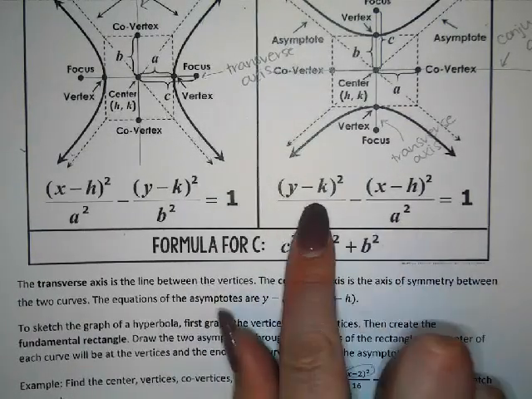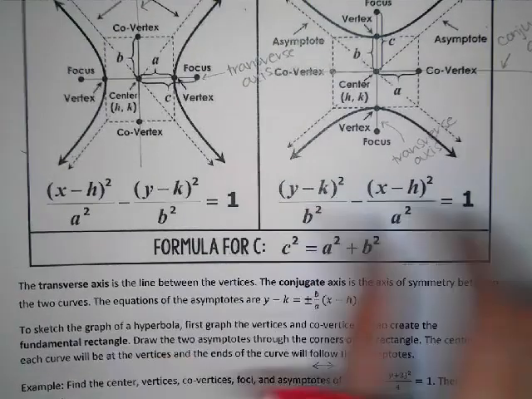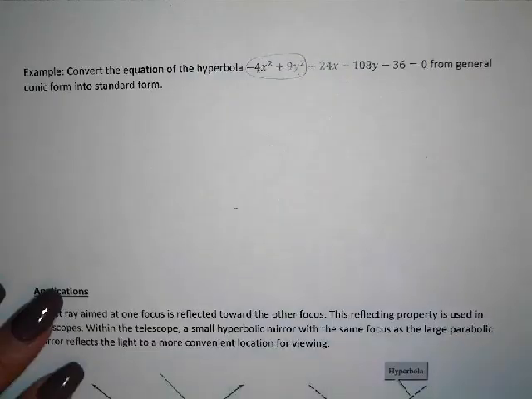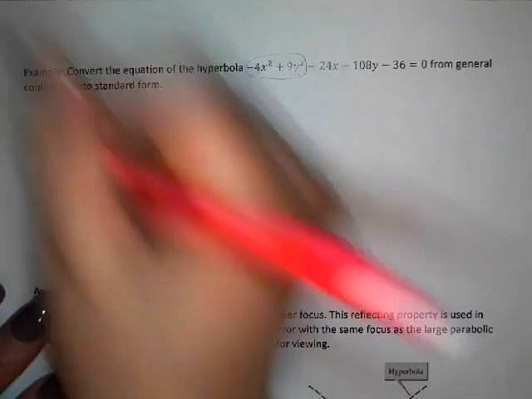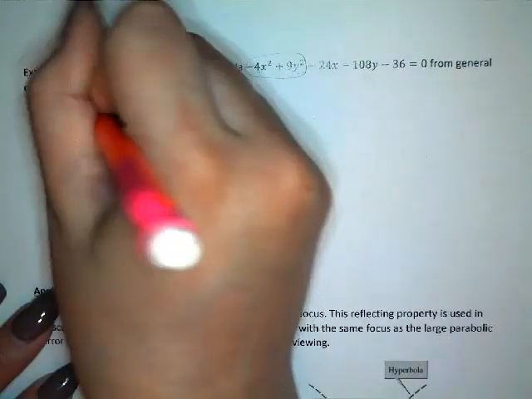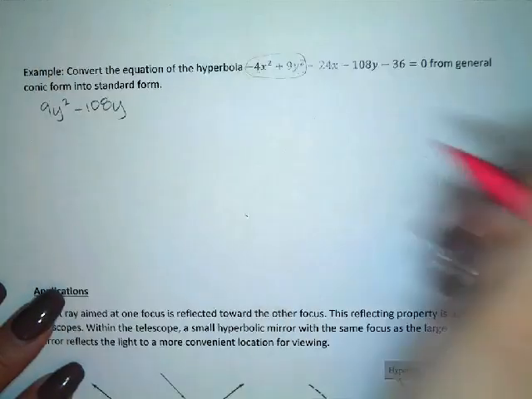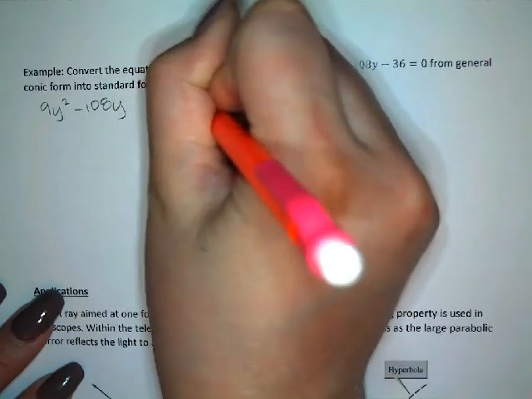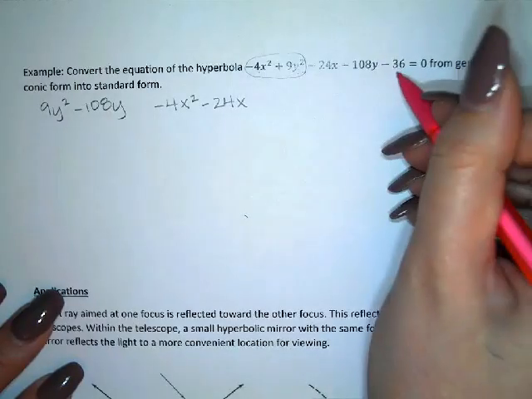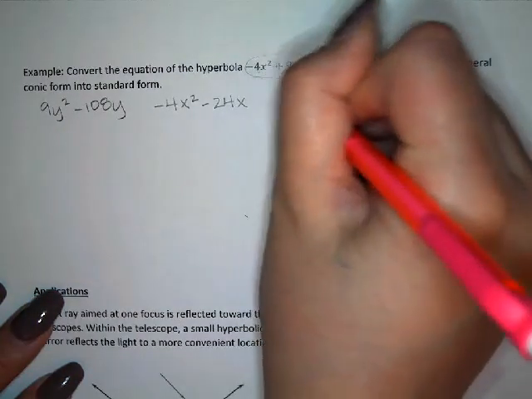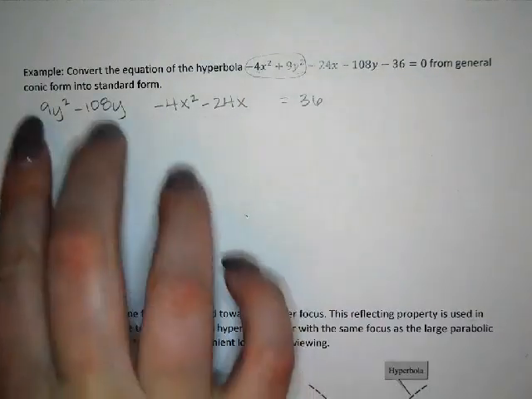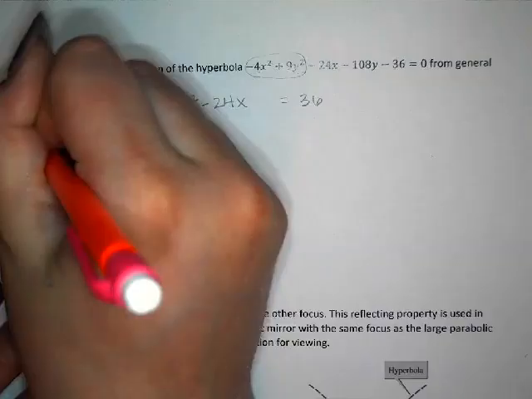So when I set this up to do my completing the square process, I'm going to write all my y's first. I'm going to say 9y squared minus 108y. And then I'm going to say negative 4x squared minus 24x. And then just like I always do, I'm going to take that constant and move it to the other side. So equals positive 36. All right, now I'm going to take out a GCF for both of these. So take out the 9. That leaves me with y squared minus 108 divided by 9 is 12.